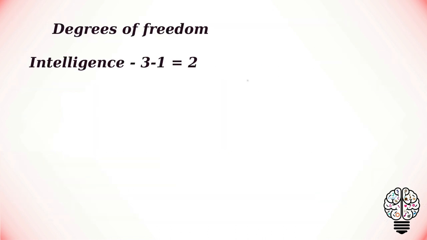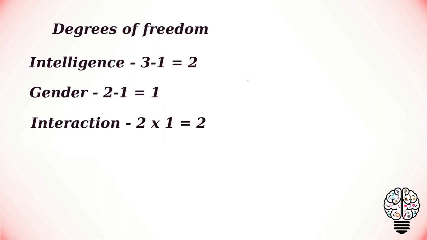Now we have to calculate our degrees of freedom. The degrees of freedom for intelligence is the number of columns minus 1, that is 3 minus 1 equal to 2, and to calculate for gender, number of rows minus 1, that is 2 minus 1 equal to 1, and for interaction, we have to multiply intelligence and gender's degrees of freedom. If we do that, we'll get our value as 2.